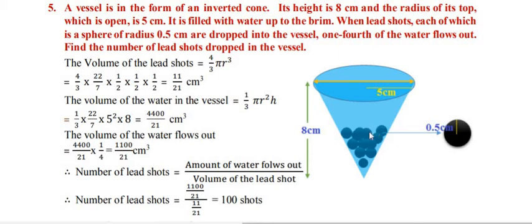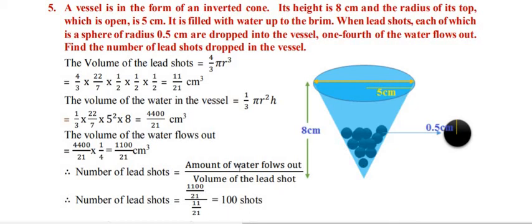So how do we find the number of lead shots dropped inside the inverted cone? The number of lead shots dropped is equal to the amount of water which flows outside the conical vessel divided by the volume of the lead shot. Generally, if some substance is added to the water, the amount of water flowing outside the vessel depends on the volume of the substance added in the vessel.